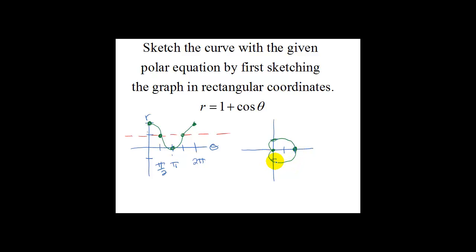So we see that we have a cardioid, and we essentially just draw this graph and then see what we get here. So here we have a cardioid.